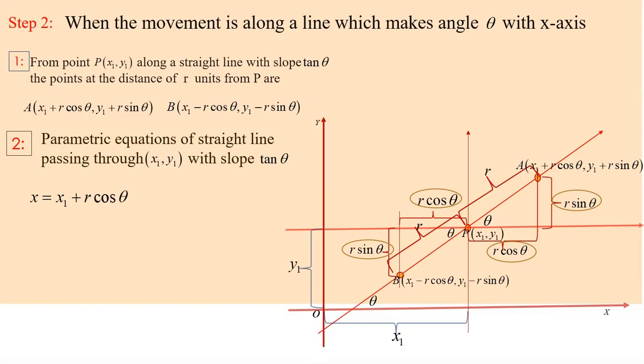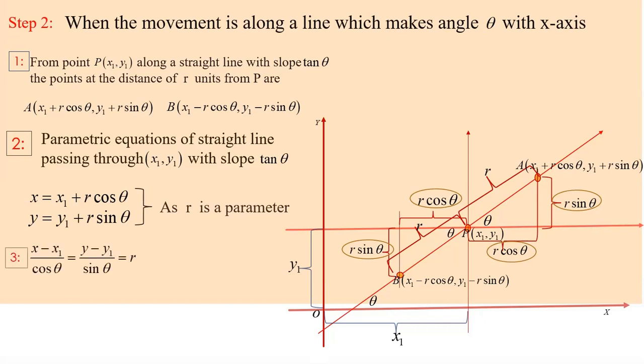As r keeps on moving, the point A will be moving. Therefore, x1 plus r cos theta is a variable. It is denoted by x. As r is changing, x is changing. So x equals x1 plus r cos theta, and y is equal to y1 plus r sin theta. As r is the parameter, these two equations together are the parametric equations of the straight line which passes through x1, y1 with slope tan theta.